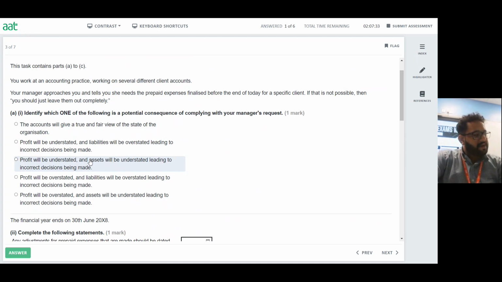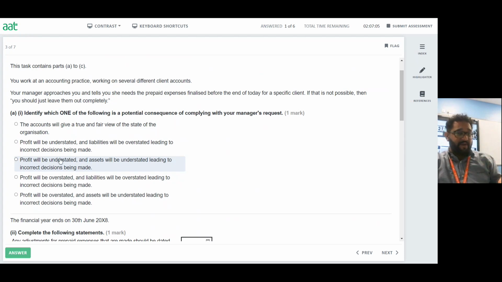It makes more sense to me because remember your accounting equation, asset is equal to liabilities plus capital. So if your profit is understated, it's going to affect your capital, isn't it? Your capital is going to be lower. No changes to your liability, but asset is also going to be showing lower. Why? Your prepaid expenses will be classed as an asset in my statement of financial position. So if you haven't done that, your assets are also going to be understated.